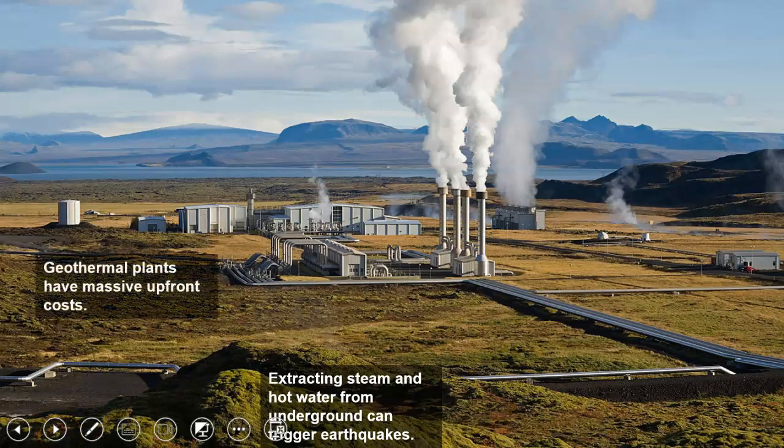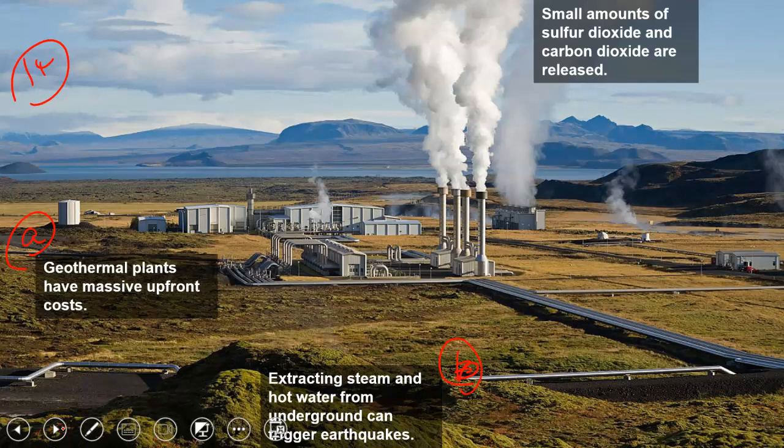So geothermal plants have massive upfront costs. They can trigger earthquakes. This is for the number 14. They trigger earthquakes because you're removing a whole bunch of water at a time that can cause rocks to shift. And because sometimes the water itself is near sulfur, sometimes this releases carbon dioxide and sulfur. It depends on where this is located. And this is letter C.